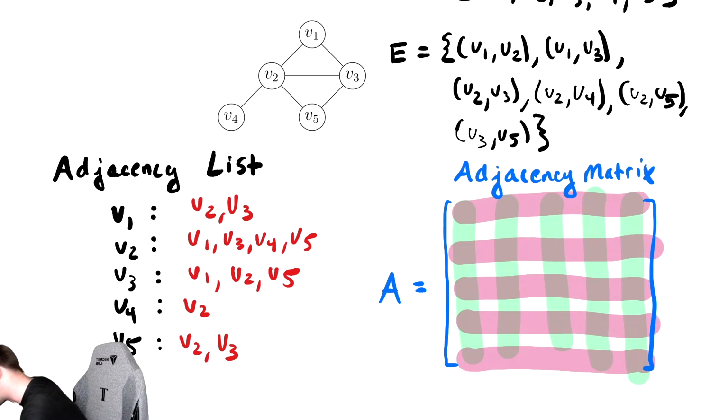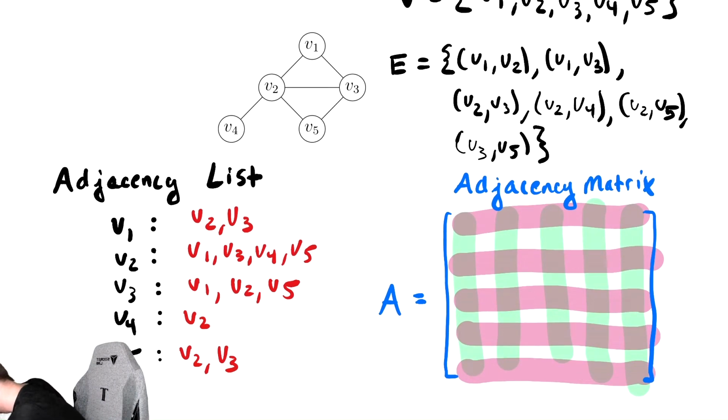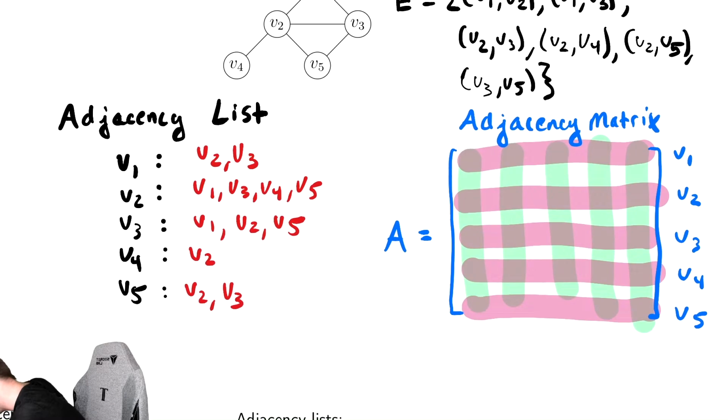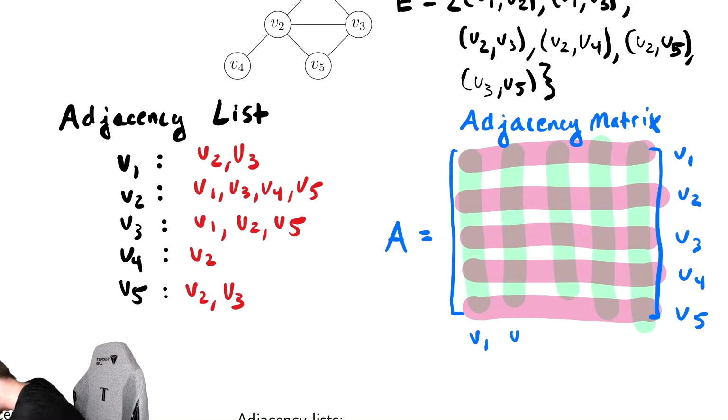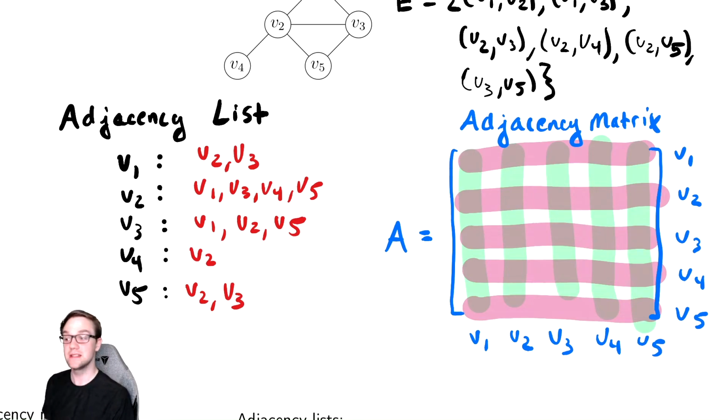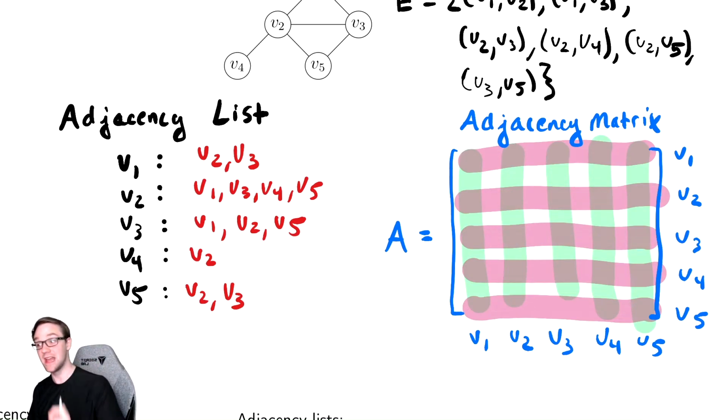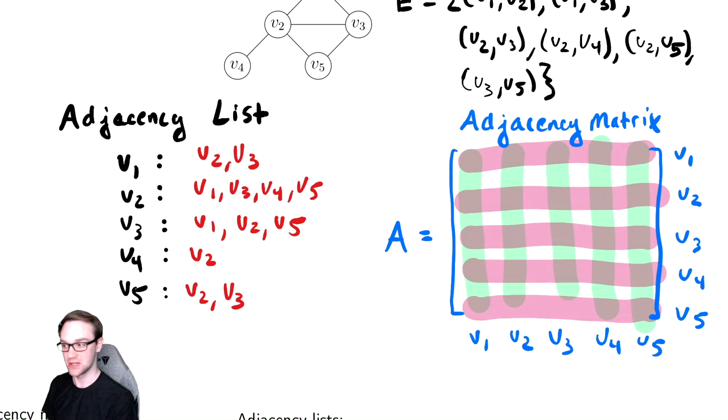So one of these rows will correspond to V1, one of the rows will be V2, V3, V4, V5. One of the columns will be V1, one of the columns will be V2, V3, V4, V5. So if there is an edge between them, we're going to put a 1 in the matrix, and if there is not an edge between them, we will put a 0 within the matrix.